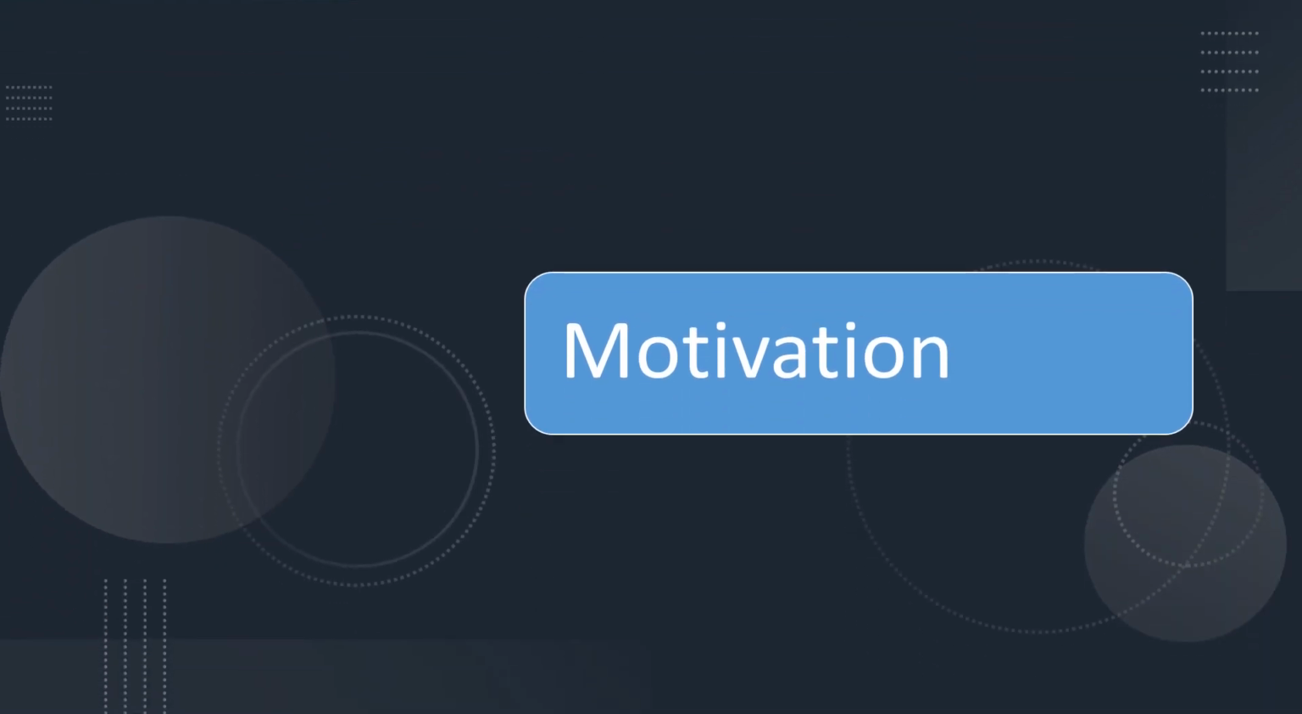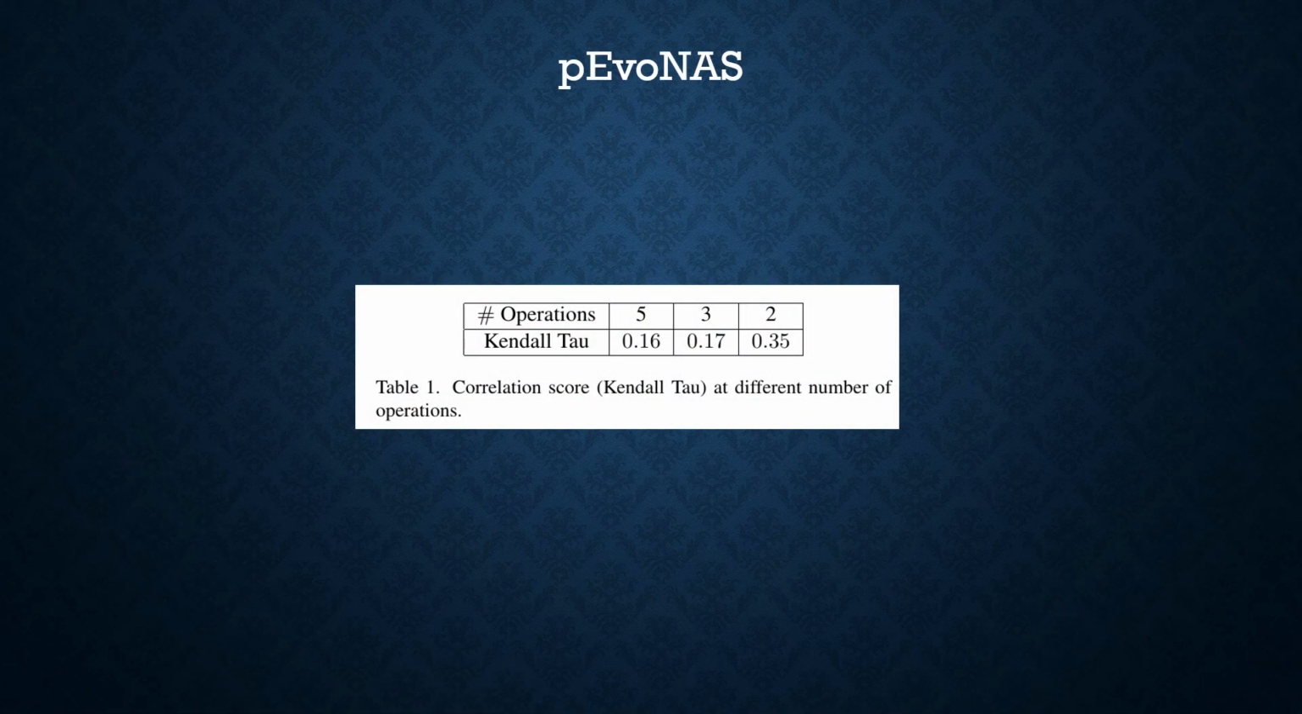So, what was the motivation behind our work? Even though the supernet reduces the search time of neural architecture search methods, it introduces a problem wherein the fitness estimated by the supernet is very noisy. But we observed that as we reduce the number of operations in the search space, which is basically reducing the search space, the predictive power of the supernet improves. This can be seen from the table here, which measures the correlation of the fitness estimated by the supernet versus the true fitness in terms of Kendall tau. We observe that as we reduce the number of operations in the search space, the correlation value increases.